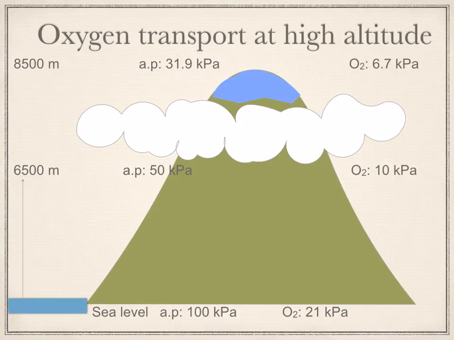So as you go higher up, for example, to 8,500 meters, the atmospheric pressure is about 31.9 kilopascals. So the oxygen partial pressure is 6.7 kilopascals. So notice how the oxygen partial pressure has gone from 21 kilopascals at sea level down to 6.7 kilopascals at 8,500 meters above sea level.